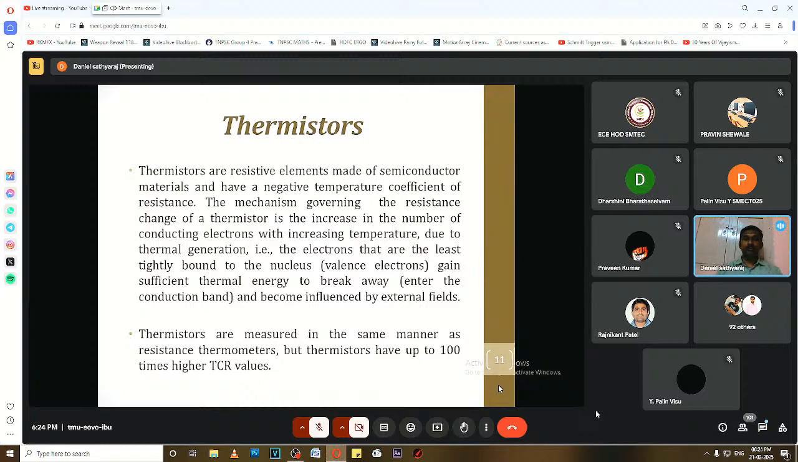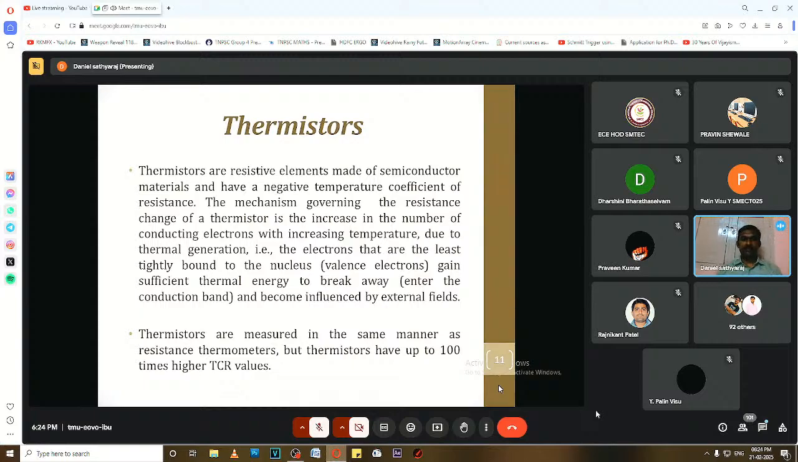The number of conducting electrons increases with an increase in temperature, because of thermal generation; the number of electrons will also increase. Based on that, thermal energy breakaway will happen, and it will be influenced by the external fields. So it is similar to the resistance thermometers, but the thermistor will have up to 100 times higher value of PCR compared to the resistance thermometer.